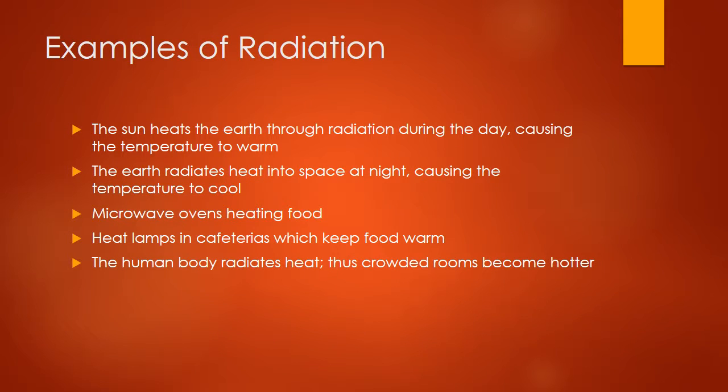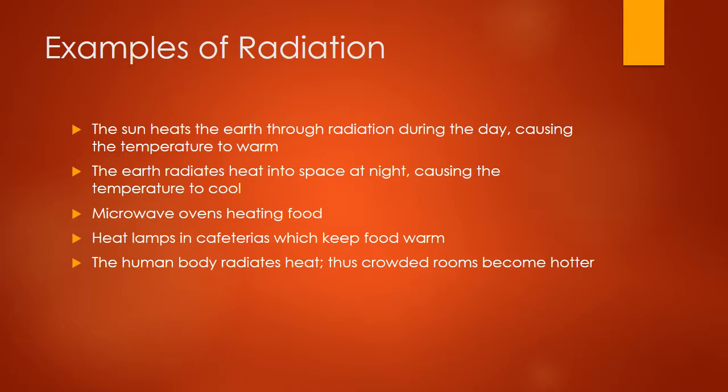Here's some examples of radiation. An important one is that the sun heats the earth through radiation during the day, causing the temperature to warm. Then at night, the dark side of the earth radiates heat into space, and that's why the temperature cools down at night. Another case of radiation is microwave ovens use it to heat food.